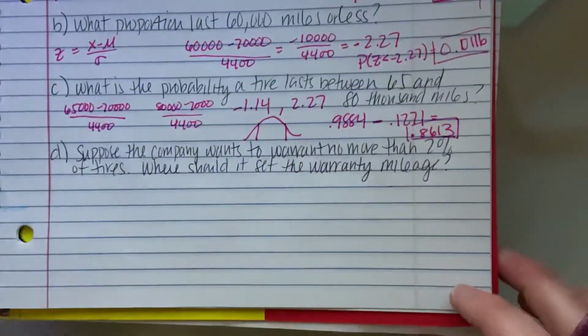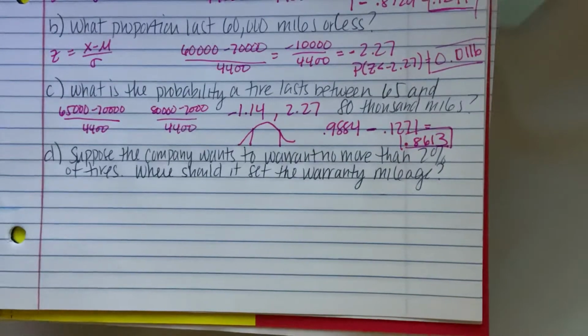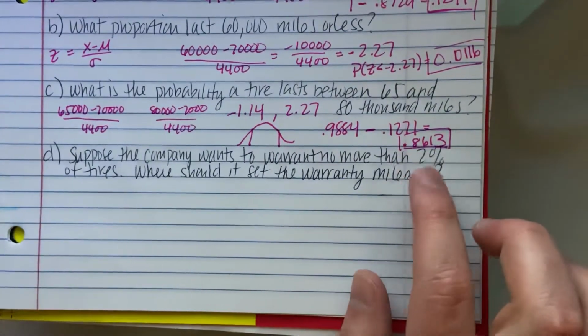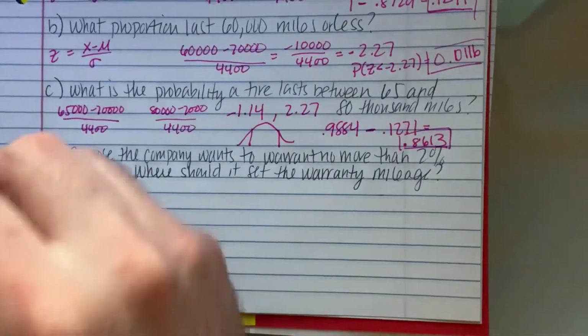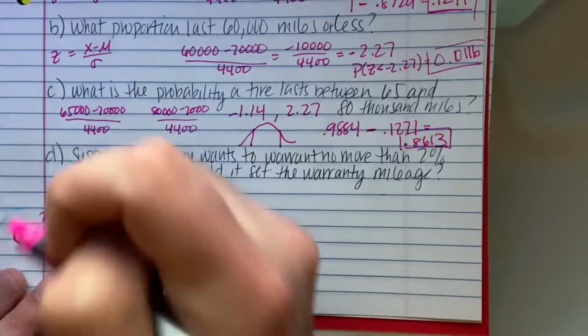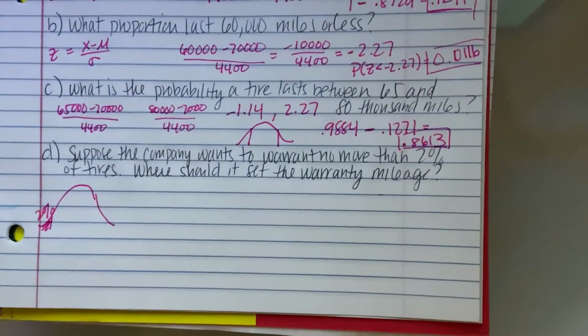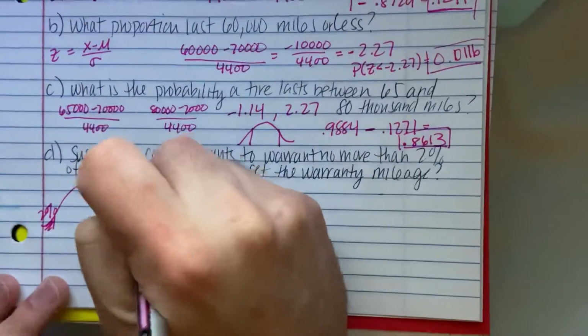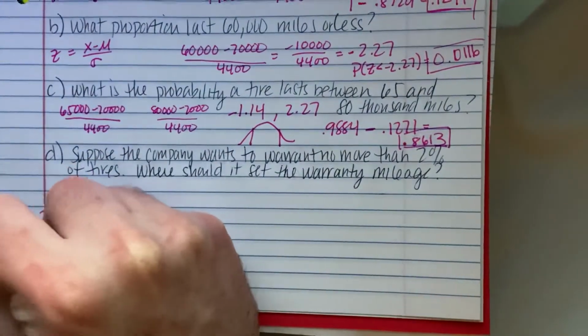Now, part D is a more theoretical question. It says, suppose the company wants to warrant no more than 2% of tires. Where should it set the warranty? Now we have the area, and we need to take that 2% back to z-scores. So the tires that last the least long are the lowest 2%. Now what's the z-score that produces the lowest 2%? It's where the area to the right is 0.02. Now 0.02 occurs at about 2.05. So this z-score is negative 2.05.